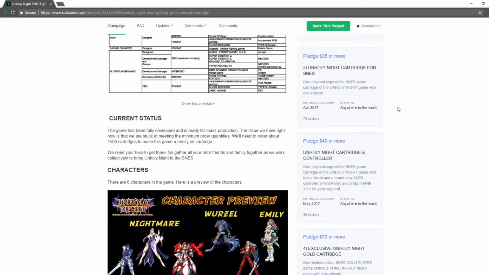$35 gets you the game, so this is not an expensive game by any stretch of the imagination, which also makes sense why there's only 6 characters. It kind of justifies itself on the price there. If this was an $80 game with 6 characters, then I would be a little apprehensive there. I'm still a little apprehensive at $35 for 6 characters.